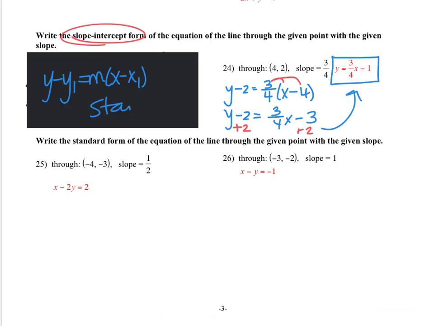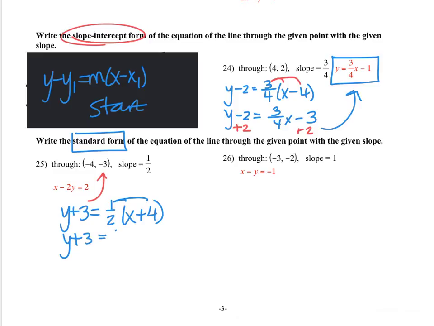Remember, always going to start in the same spot, except now we're going to do standard form. So I'm going to start in the same spot, y minus 3, y plus 3. Remember, you got to do the opposite of what the sign is. Equals 1/2 x plus 4. Distribute. Y plus 3 equals 1/2 x plus 1/2 of 4 is 2.